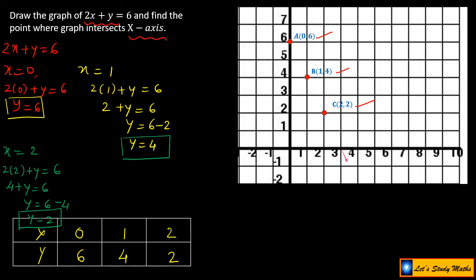We'll join these points. When you join these points, we got a straight line, and just observe where the graph is cutting the x-axis. The graph is cutting the x-axis at the point (3, 0). So in this way we need to plot the graphs of a linear equation in two variables. I hope you understood it.